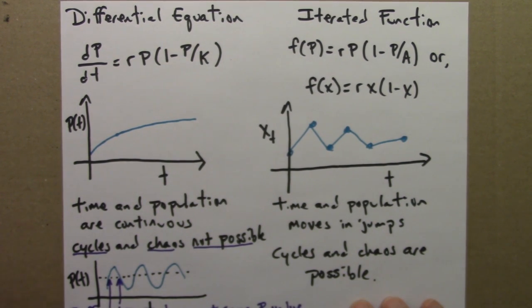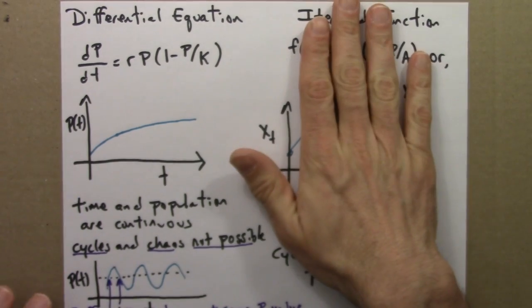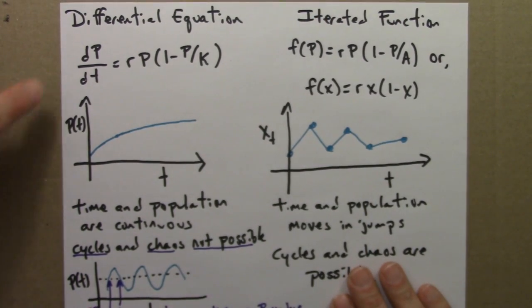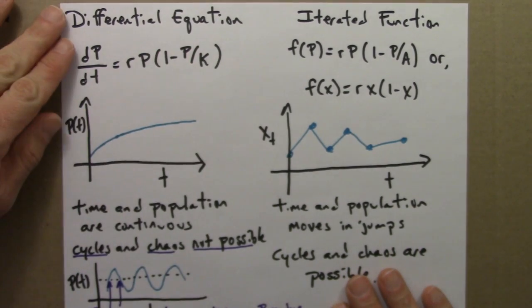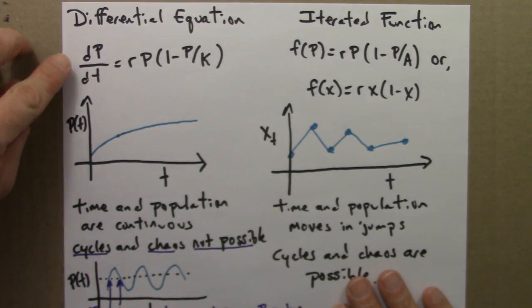In the next subunit, we'll leave iterated functions behind for a little bit, and we'll look again at the logistic differential equation, and I'll add a term to it, and we'll start investigating bifurcations.